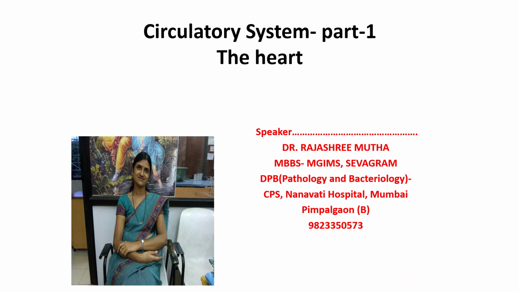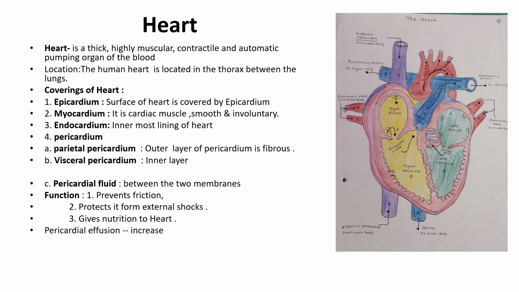So today we are going to study the circulatory system. It is a system which is concerned with the circulation of blood and lymph. It consists of the heart and the blood vessels. Now let's study the first structure of the circulatory system, the heart.